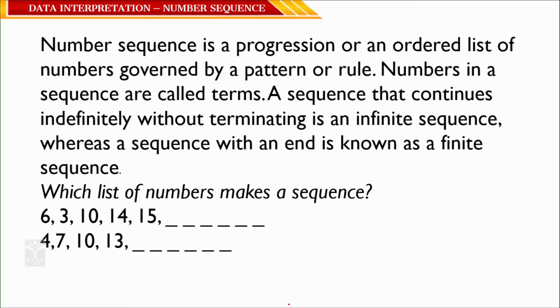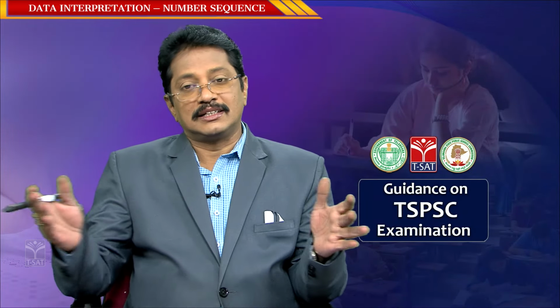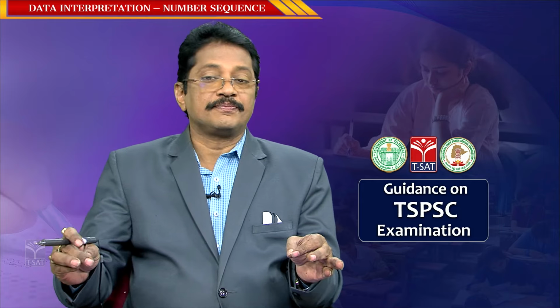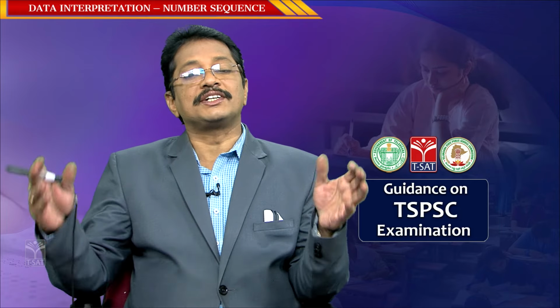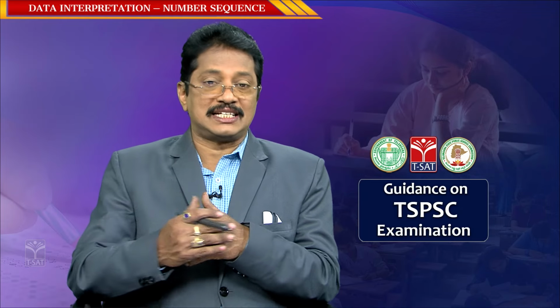A sequence that continues indefinitely without terminating is an infinite sequence. So when the sequence stops at a certain number, it is called a finite sequence or finite series. When it keeps coming continuously and there is no end, we call it an infinite sequence.